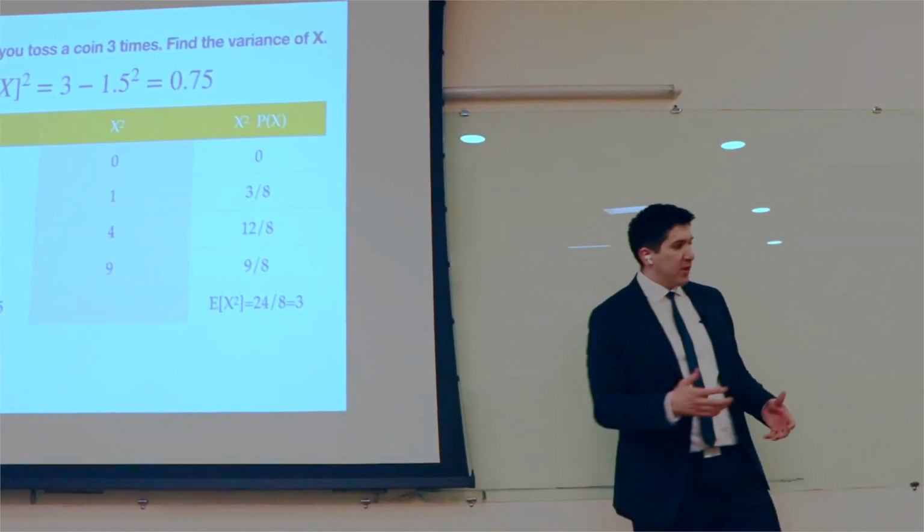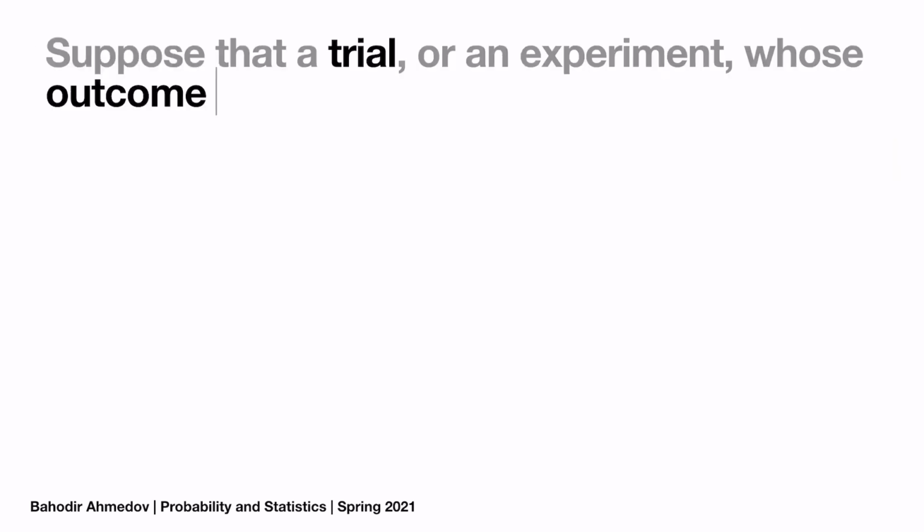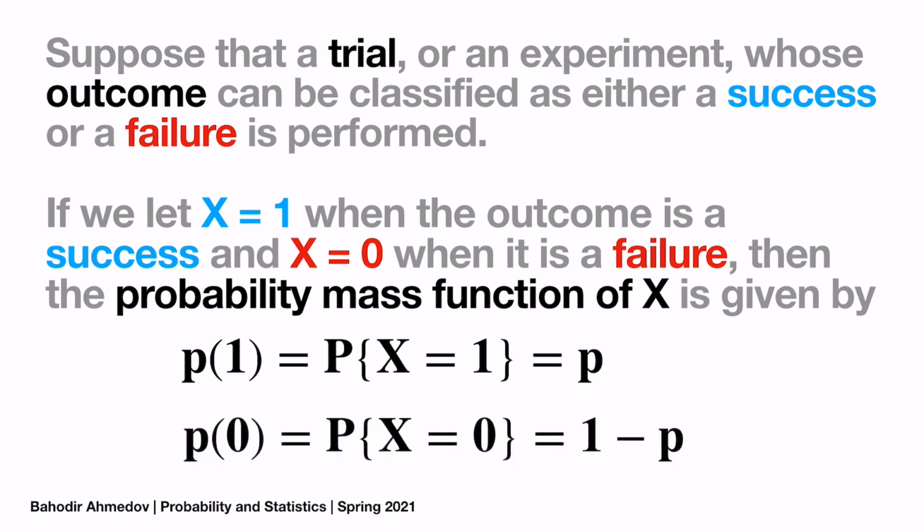This kind of experiment and this kind of random variable are important, and they are called a Bernoulli random variable. Again, suppose that we have a trial or an experiment where the output can be only 2 things. We call those outputs failure or success, and we usually denote the outputs as 0 and 1. So 1 is denoted as success, and 0 is denoted as failure.